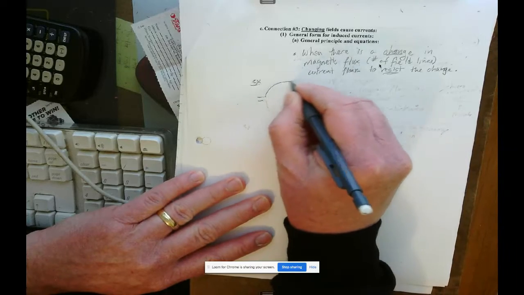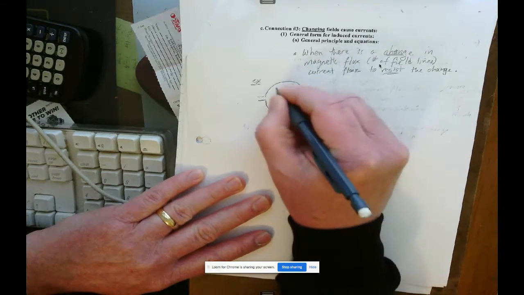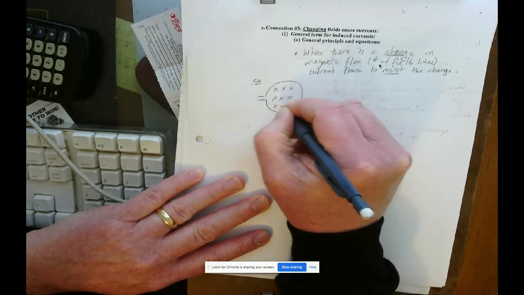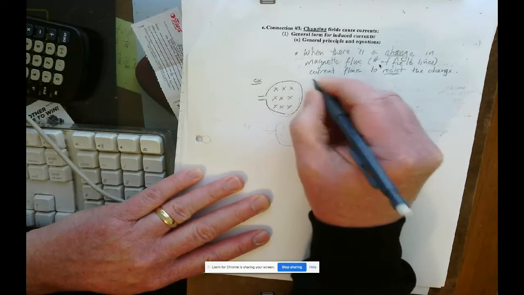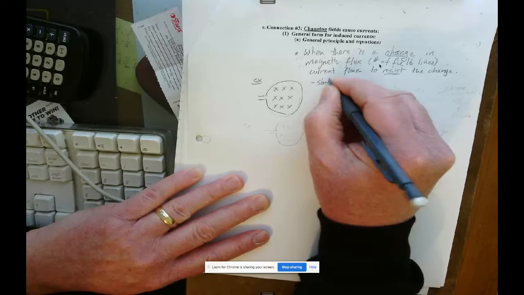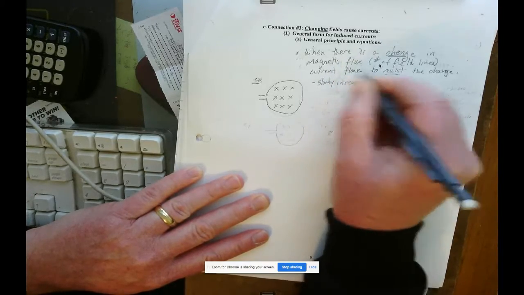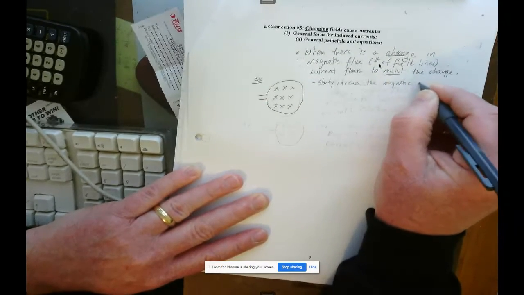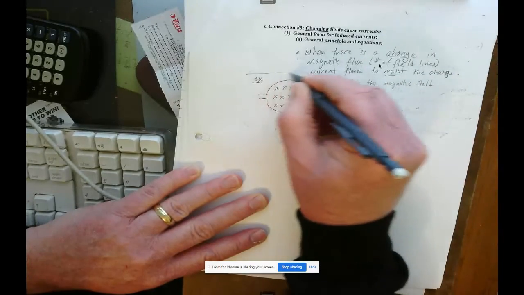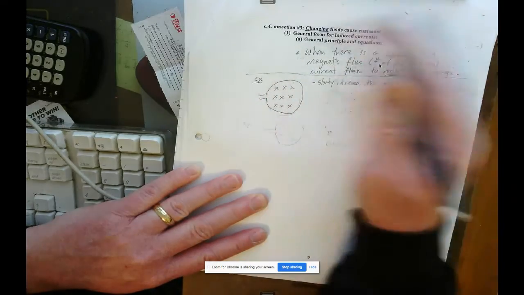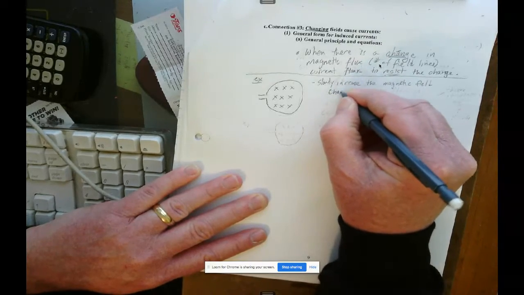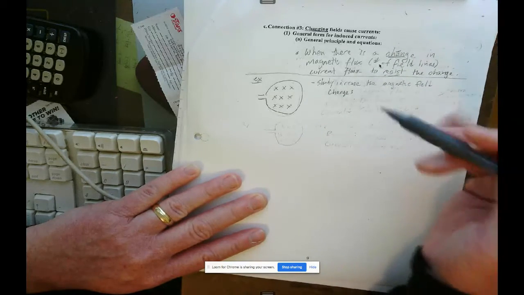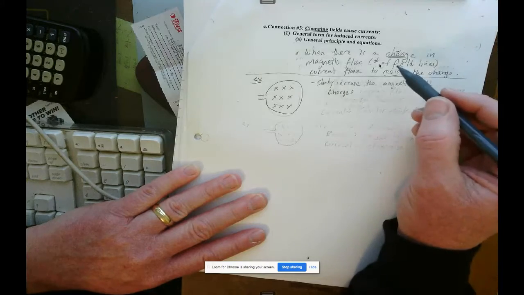So our first example is going to look like this. We're going to have a loop, and we're going to have magnetic field lines or magnetic flux pointing into the page. And then we're going to slowly increase the magnetic field. All right. So I actually write this out. It's a three-step process. If you start to understand it, you don't have to write out each step, but the first few times at least it's going to help probably.